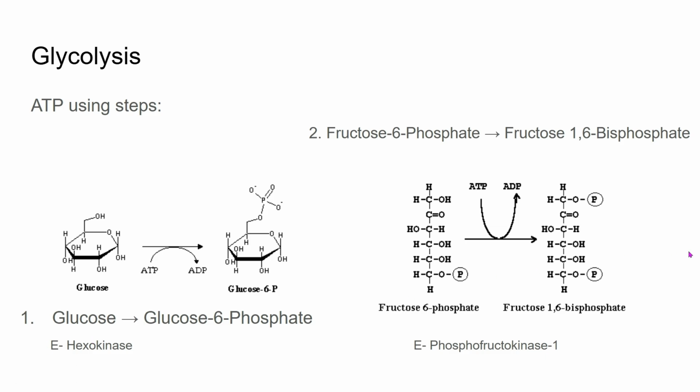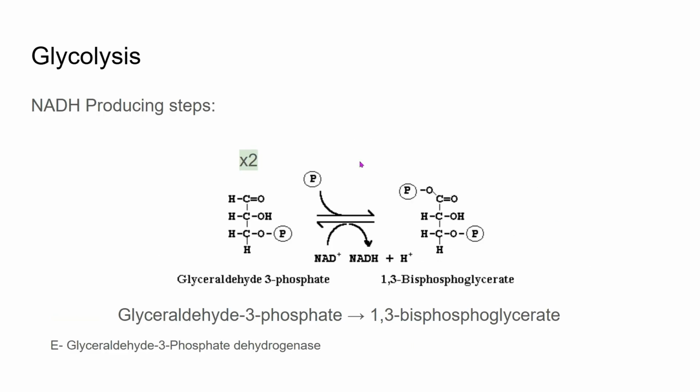The second ATP using step is fructose 6-phosphate to fructose 1,6-bisphosphate. And you can see here that a phosphate group is added to fructose 6-phosphate to make fructose 1,6-bisphosphate, and that phosphate comes from the ATP.